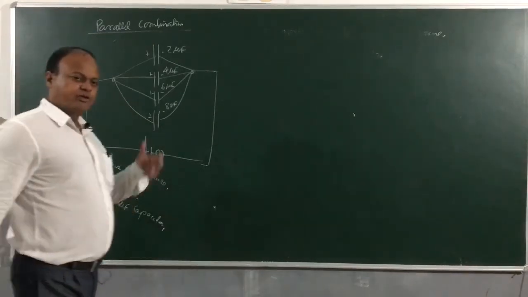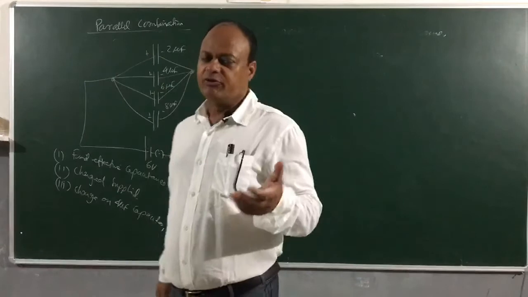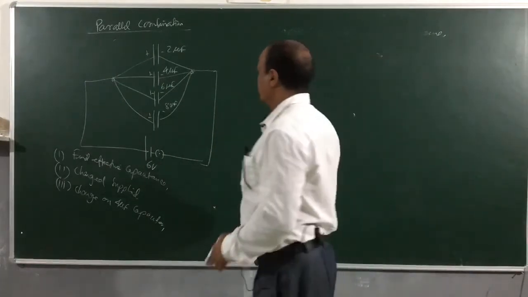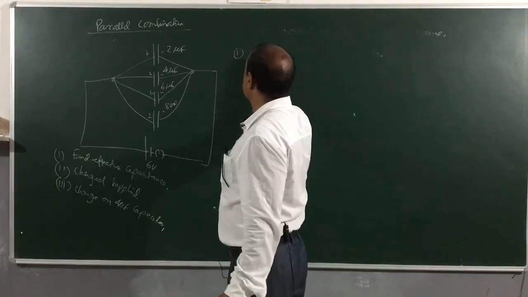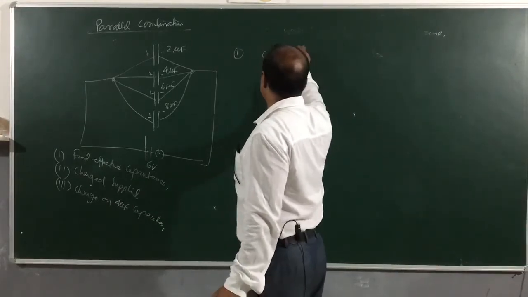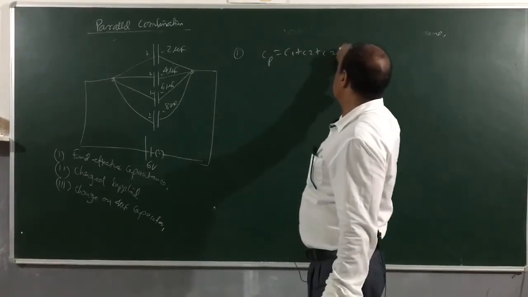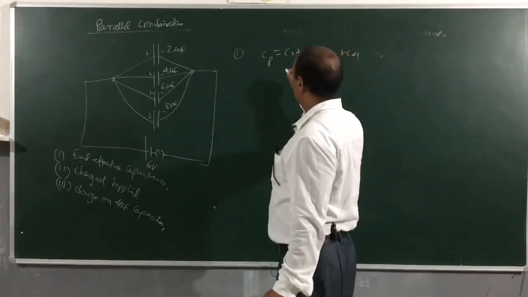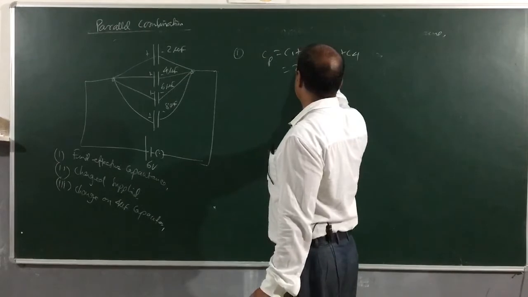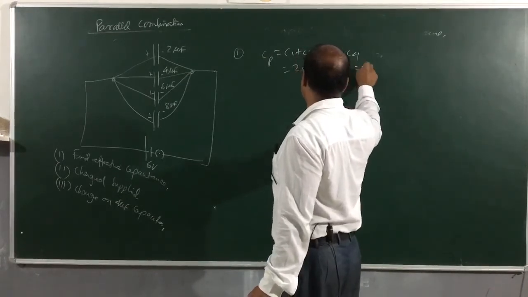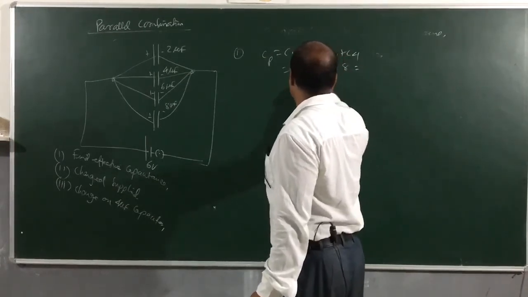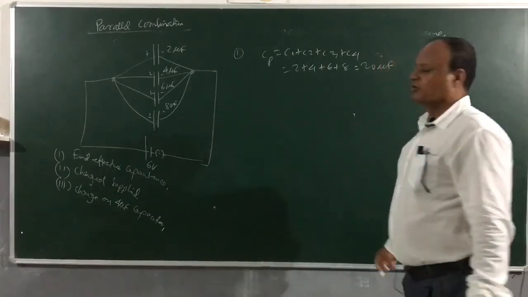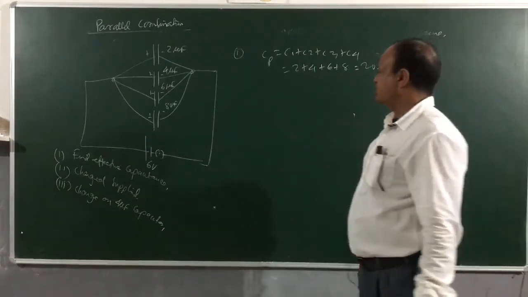First one, like I told you, when you are calculating effective capacitance, we don't have to convert into farad, we can directly do our answer in microfarad. So case 1, first answer, Cp is equal to C1 plus C2 plus C3 plus C4, because 4 capacitors are given here, and that will be equal to 2 plus 4 plus 6 plus 8. So 14, 18, 20 microfarad. What answer will be writing? 20 microfarad. This is the first answer.